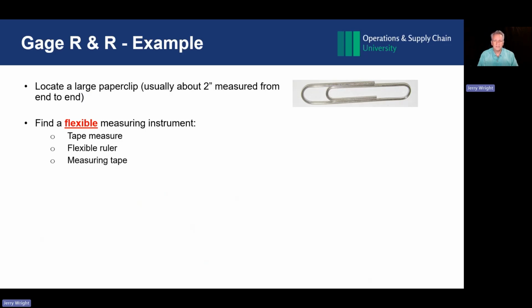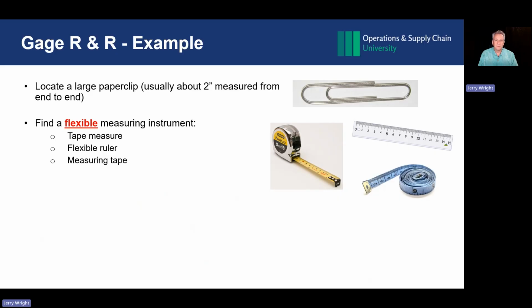This is an exercise I've done with my students for years. It's a great way to understand Gauge R&R. So you've come back, hopefully you have your paper clip and you have your measuring device, and maybe you've got a tape measure or a ruler or a flexible measuring tape. That's nice to have. So take the measurement. What's the overall length? What's the overall length of that paper clip?